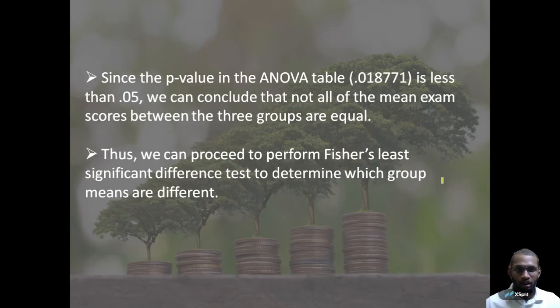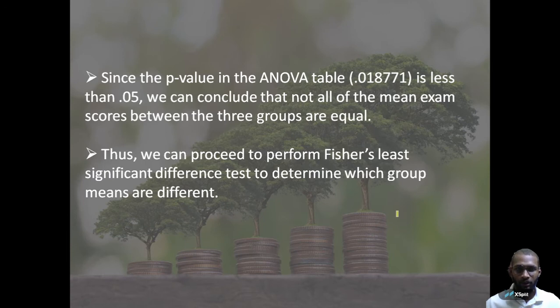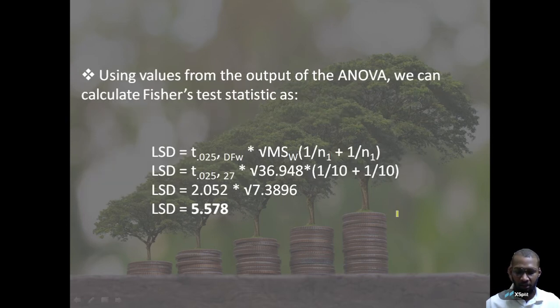Moving further, since the p-value in the ANOVA table, which I showed, this 0.0187, is less than 0.05, that is the alpha, we can conclude that not all of the mean exam scores between the three groups are equal. Thus, we can proceed to perform Fisher's least significant difference test to determine which group means are different. Using values from the output of the ANOVA, we can calculate Fisher's test statistic as follows. After calculating the LSD, you will get 5.578 as your value.